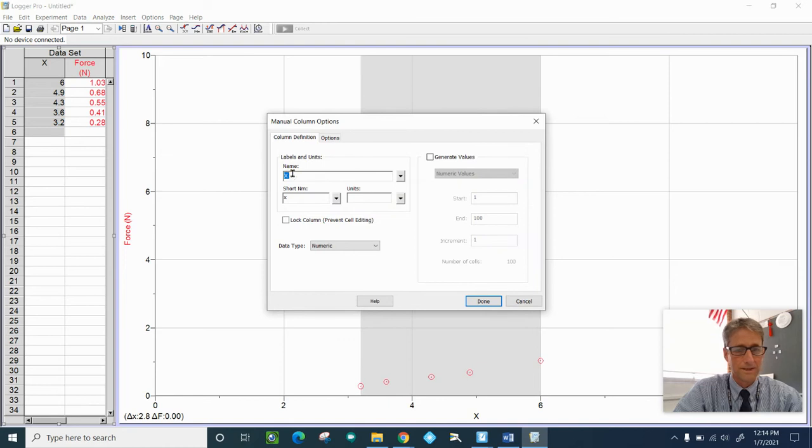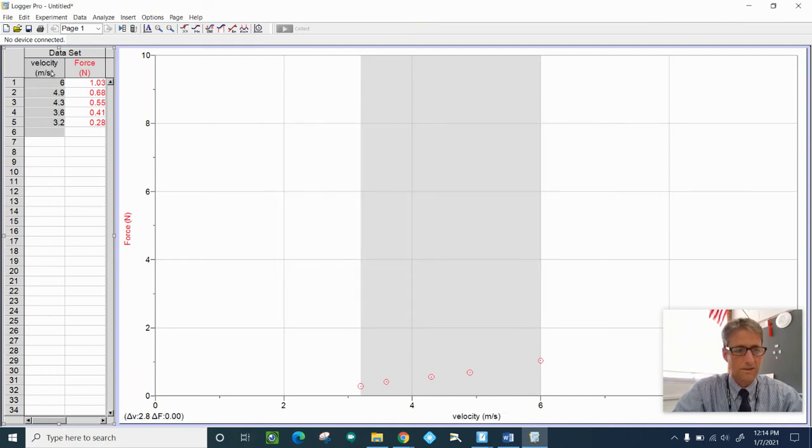Double click on this guy. What was this? These are my velocities. Okay, same problem typing that. Velocity. Put V in there. I'll put meters per second here. All right, I'm good. Hit done. So now I've properly labeled these. Those labels automatically appear on my graph.